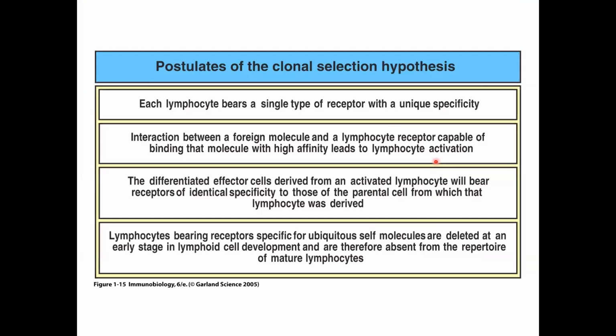Okay, so we mentioned the danger hypothesis and pattern recognition for innate immunity. Decades before those hypotheses, McFarland-Burnett had proposed the clonal selection hypothesis. And this is really one of the great achievements, I think, of medicine and of immunology of the last 100 years or so. He won the Nobel Prize.